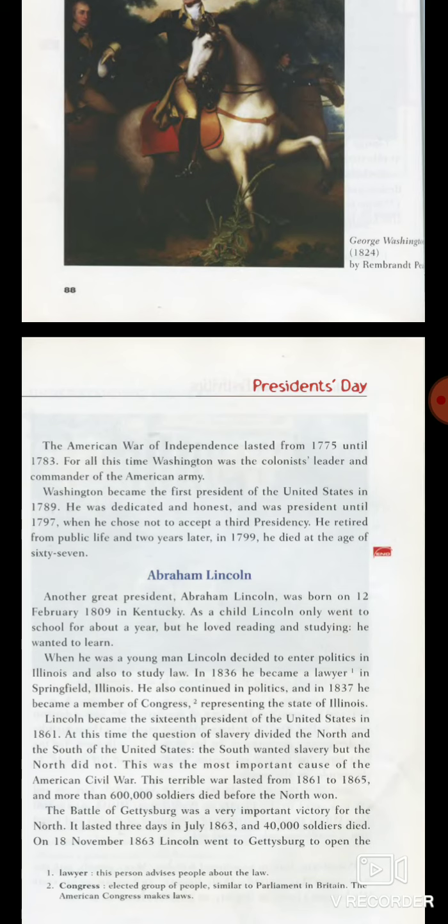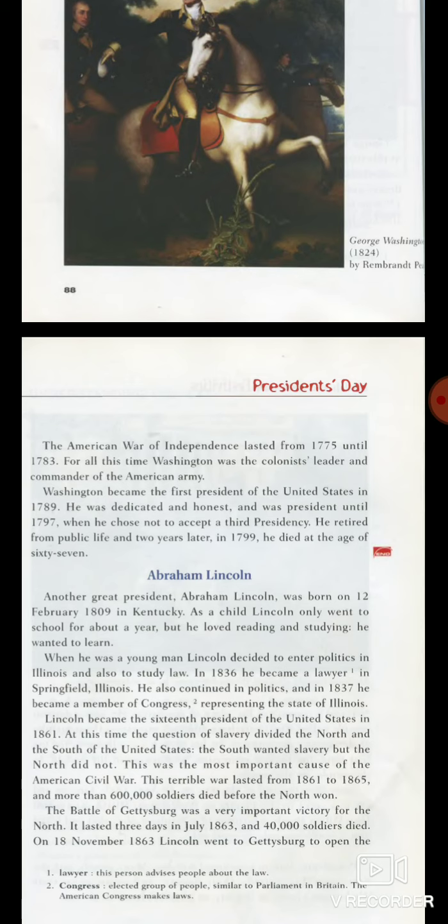He also continued in politics, and in 1837 he became a member of Congress, representing the state of Illinois. Lincoln became the 16th President of the United States in 1861.